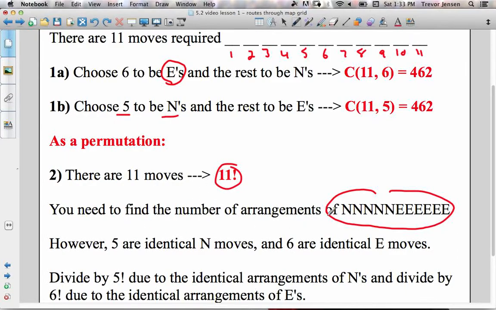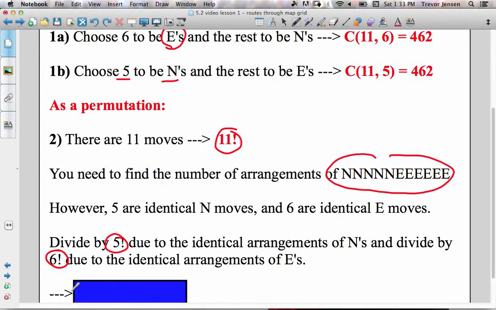But keep in mind, for each arrangement of the letters, how many ways could I rearrange the letters without changing the overall word? So I have to divide by how many ways I could rearrange those 5 N's, 5 factorial ways, and how many ways I could rearrange those 6 E's, and that would be 6 factorial ways.